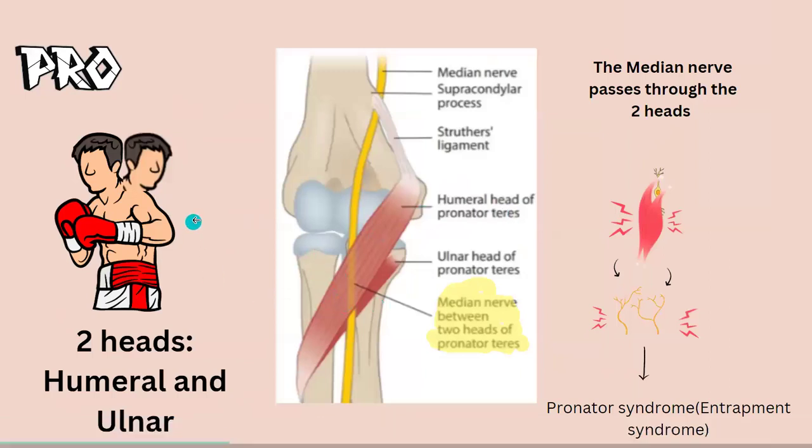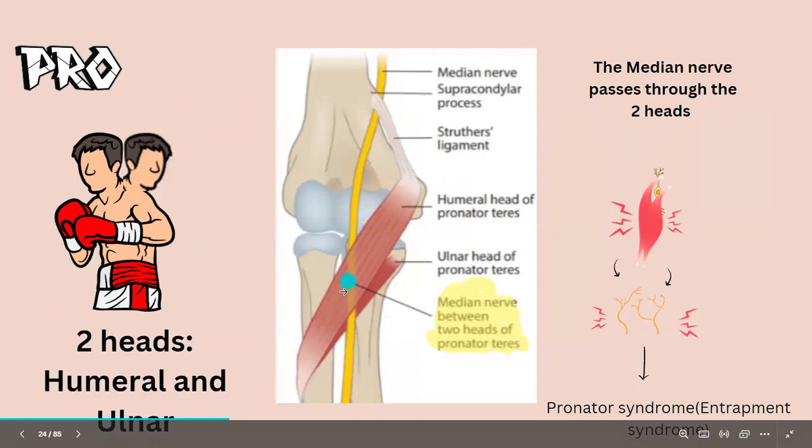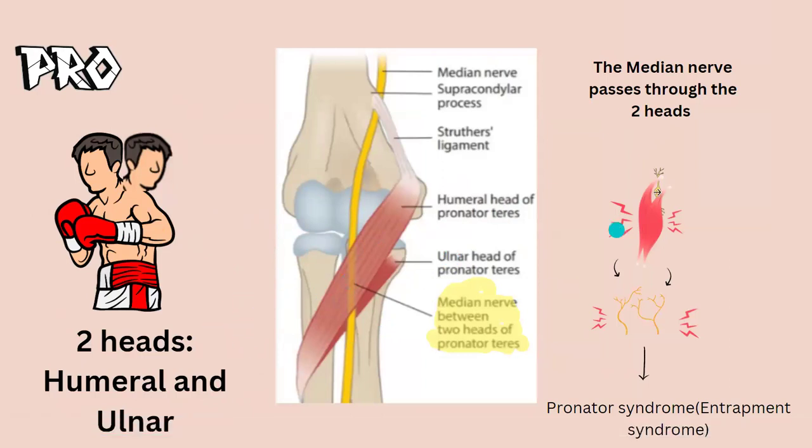So there's a special feature about the pronator teres. This guy's a pro, it's like a pro boxer. It has two heads, okay? There's a humeral and an ulnar head. What's really important about this fact is that the median nerve actually passes through the two heads.